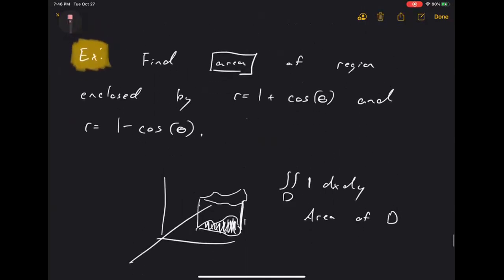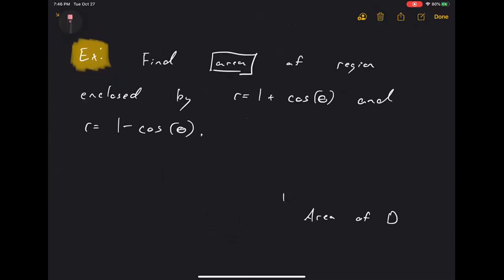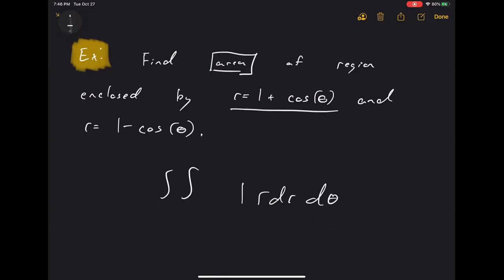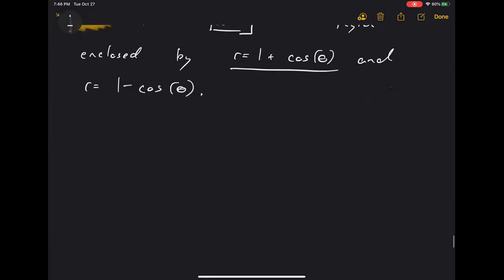So when I'm told in this problem to find the area of the region enclosed by these cardioids, essentially what I'm going to do is just integrate the number 1 r dr d theta. And then the problem is finding the bounds. The bounds are the complicated part of this question. Obviously the function is not very complicated. So what are the bounds?